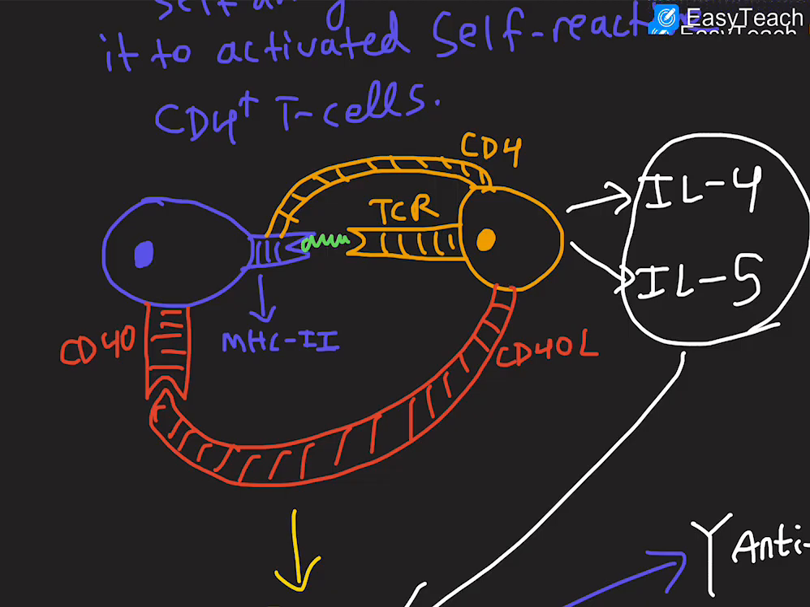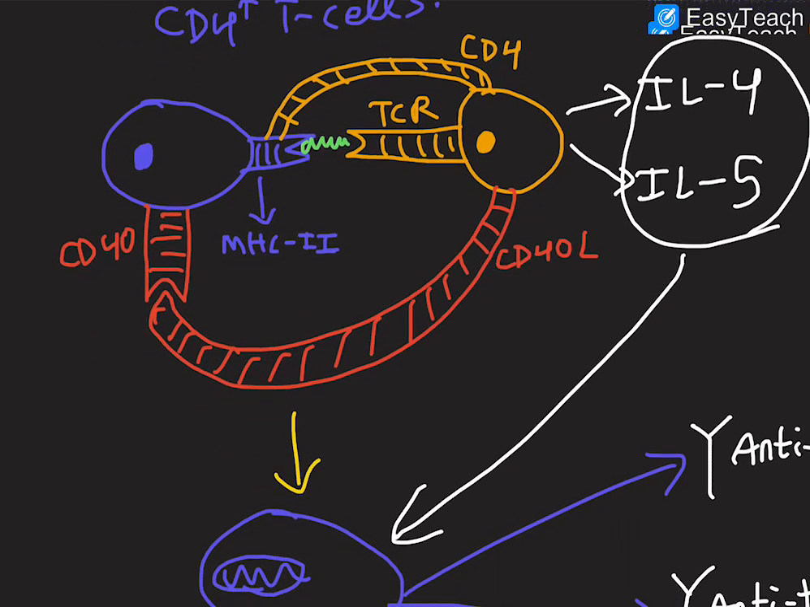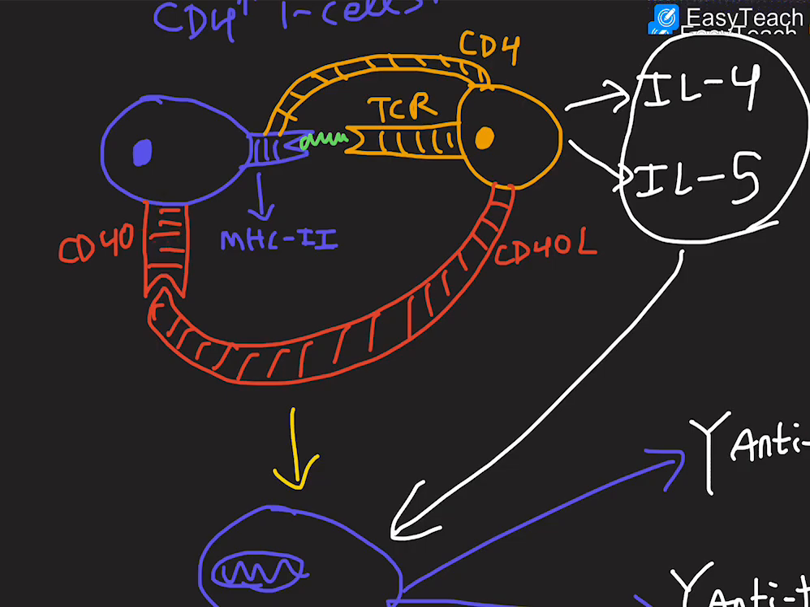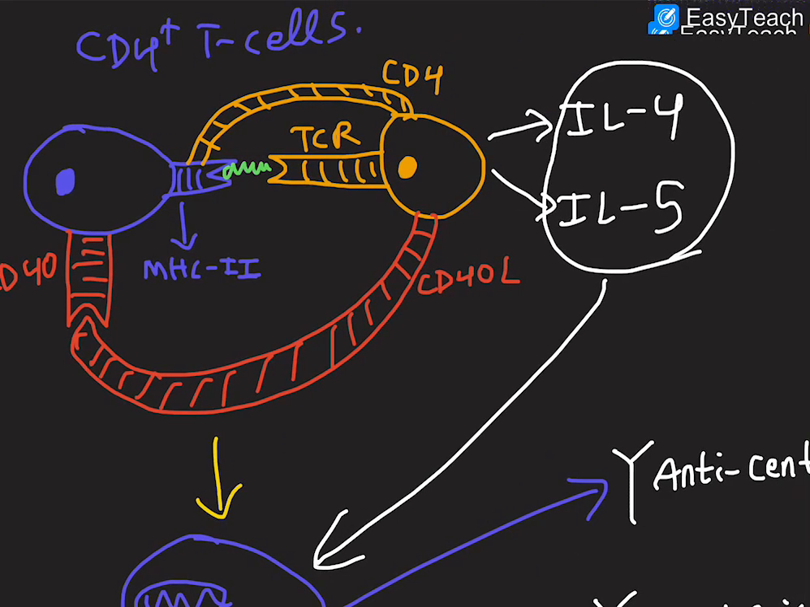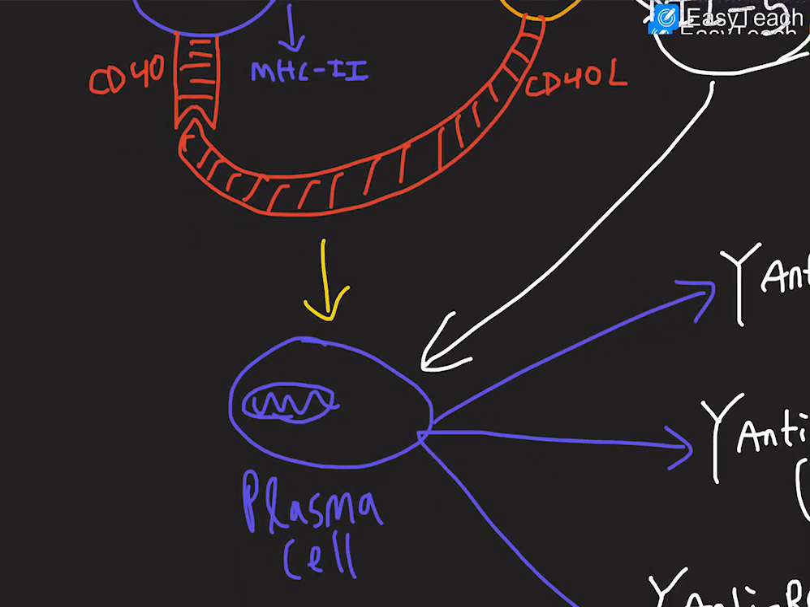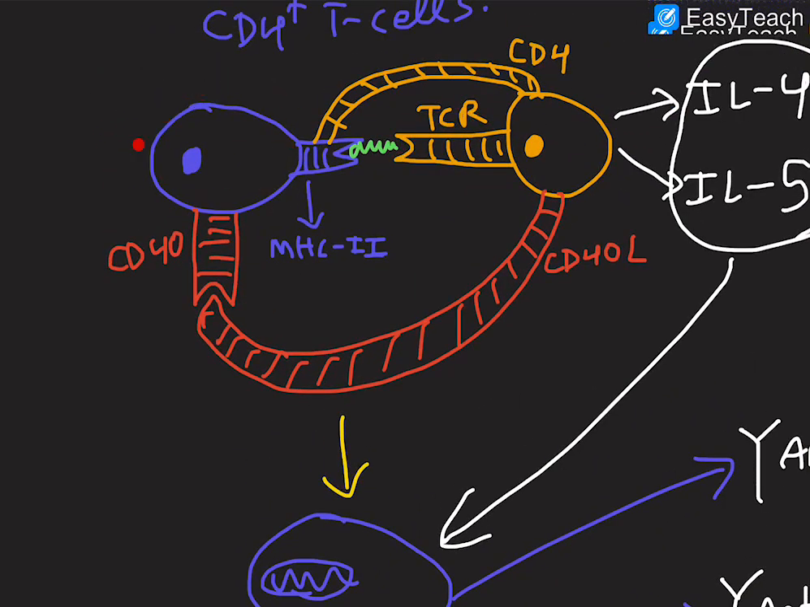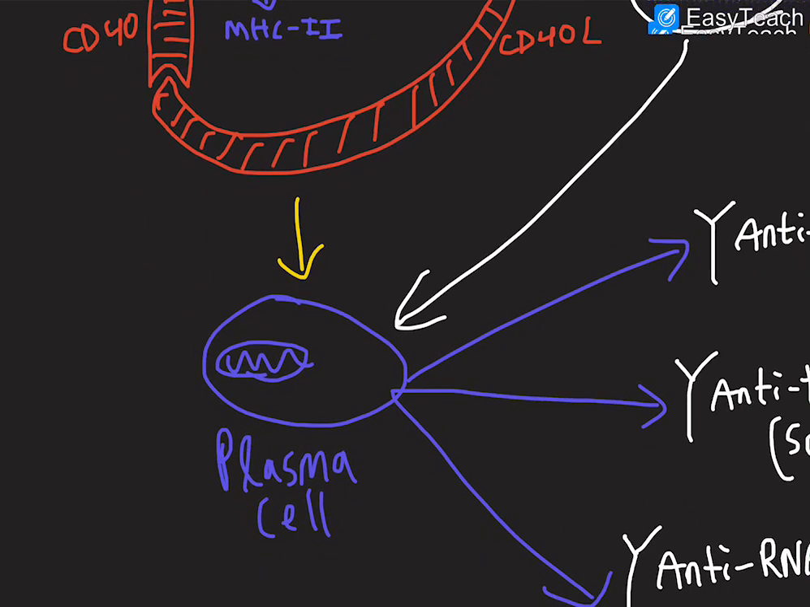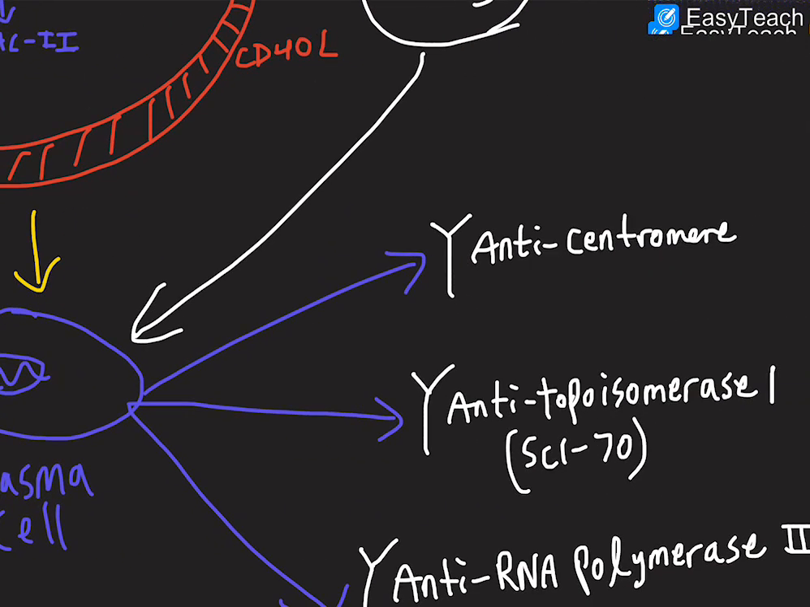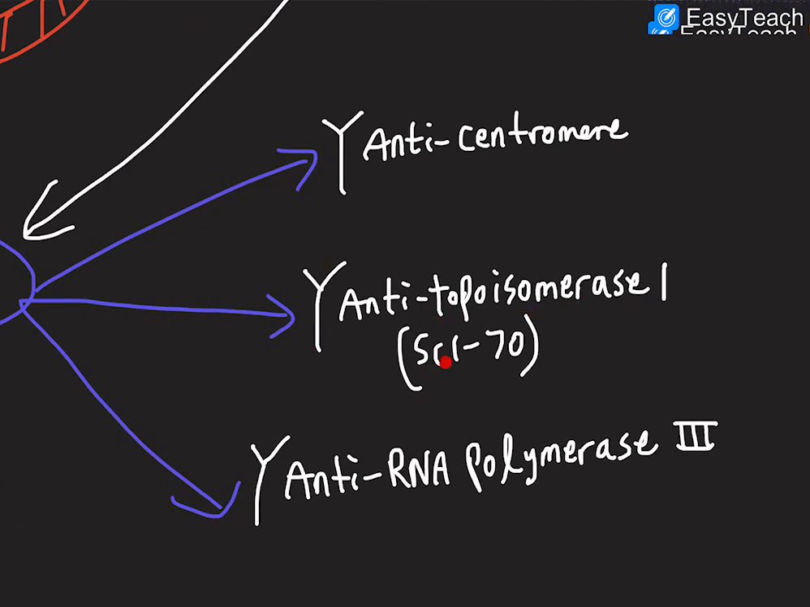But we need one more interaction in order for the B cells to get activated. We need the CD40 on the B cells binding the CD40 ligand on the T cells. Once that happens, it eventually activates your B cells, but first your T cells get activated. Your T cells now secrete interleukin-4 and 5, which then causes your self-reactive B cells to differentiate into plasma cells, who then release antibodies. What types of antibodies? Anti-centromere antibodies, anti-topoisomerase 1 antibodies, and anti-RNA polymerase 3 antibodies.